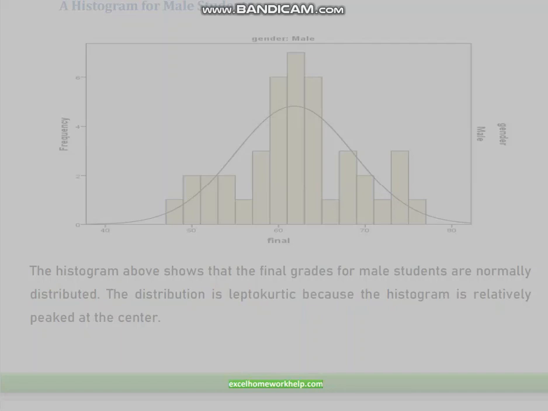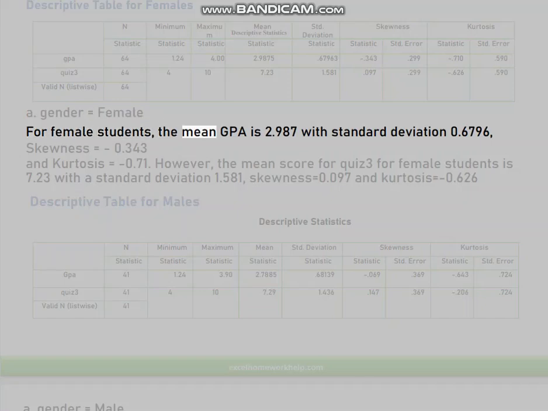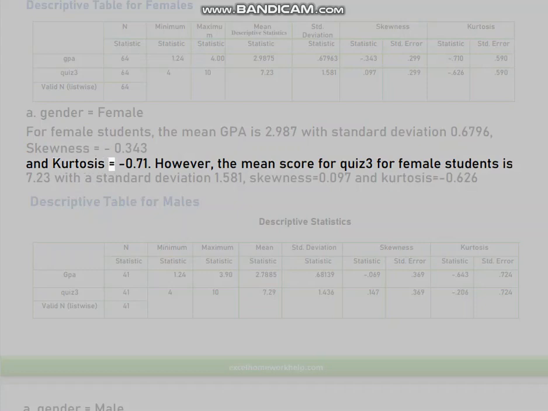Descriptive table for females. Descriptive statistics. Gender equals female. For female students, the mean GPA is 2.987 with standard deviation 0.6796. Skewness equals 0.343 and kurtosis equals -0.71.